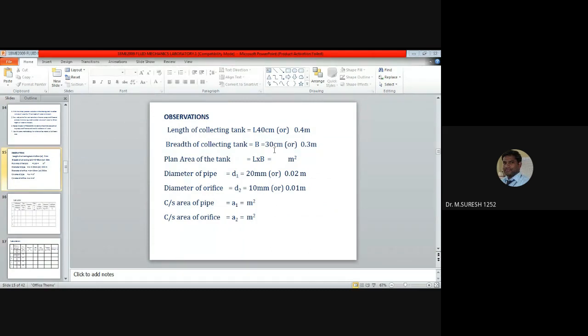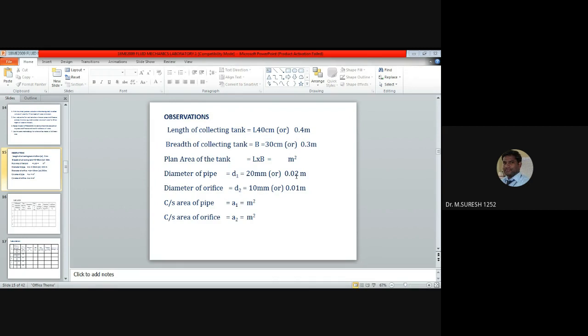From the video, you should know the length of the collecting tank. This is also constant for the Venturi meter, orifice meter and friction factor. So 40 centimeter, you have to convert to meter, and the breadth of the collecting tank, 30 centimeter, convert into meter. From this L and B, you have to find the area of the tank. So 0.4 into 0.3, what is the value you get in meter square. All the values you have to use only in meters.